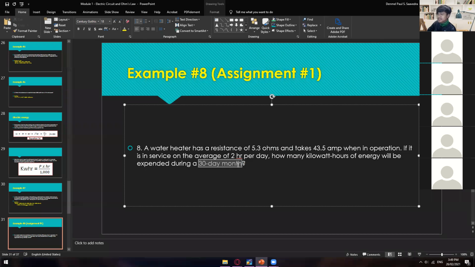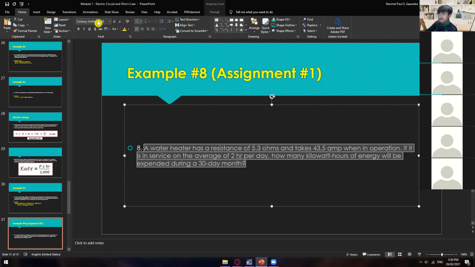Okay, so I guess this is just the only additional one from your last example. So I would like you guys to calculate the kilowatt hours of energy that is being delivered by this water heater. You can answer this one in Microsoft Word. If you can answer this in Microsoft Word, better. Just use Times New Roman or Calibri or any font that is easy to read. Or you can use Century Gothic, which is the one that I'm using.